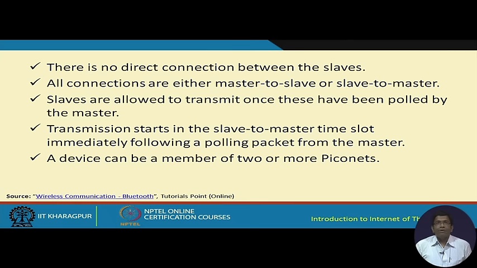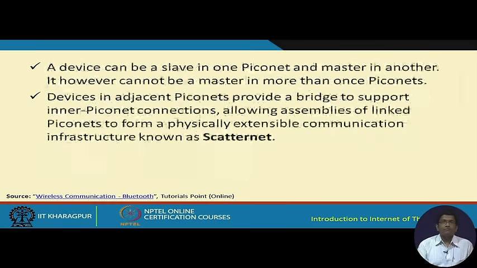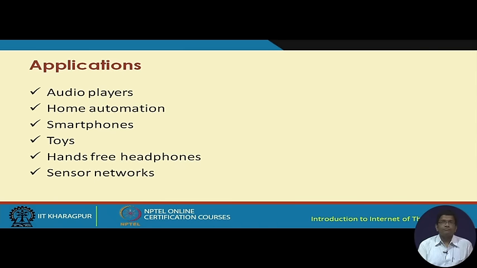And the device can be a member of two or more piconets, and this is something that I explained earlier as well. In one piconet, that particular device can be a slave. In another piconet, it can even act as a master. And together you put all these piconets, and what you get is a physically extended infrastructure comprising of several piconets known as the scatternet. Applications of Bluetooth are quite common: audio players, home automation systems, smartphones, toys, hands-free headphones, sensor networks, they all are users of Bluetooth.